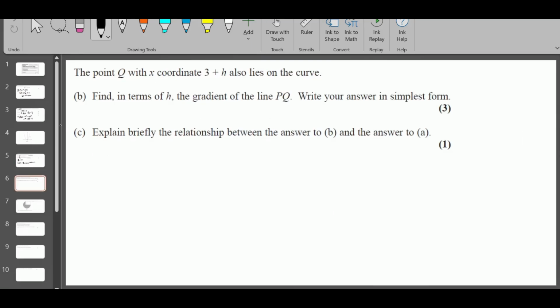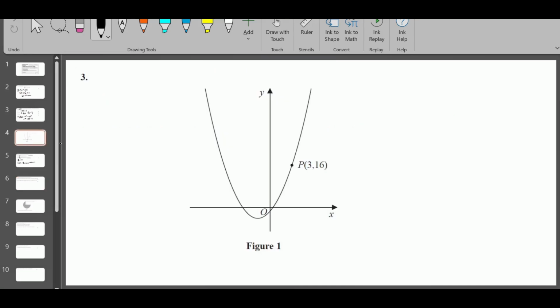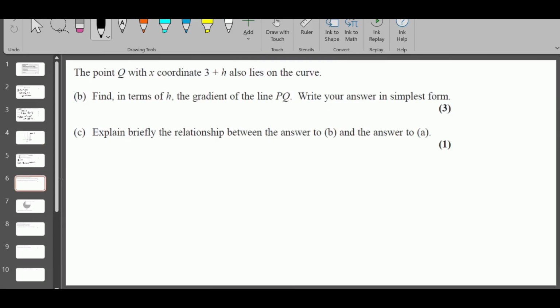Part B now. The point Q with x coordinate 3 plus h also lies on the curve. Okay, we already have a point P of 3, that means this is 3. Now 3 plus h. So let's say the point is here. This distance is h, this is 3 plus h, so Q of 3 plus h, we don't know the y coordinate, also lies on the curve. Find in terms of h the gradient of PQ.